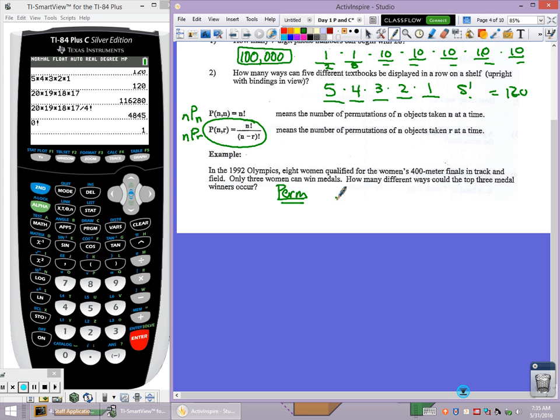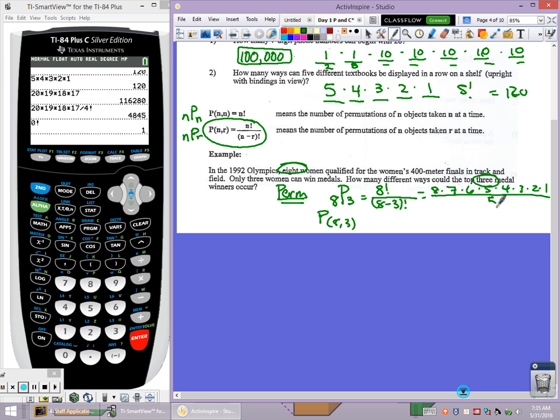Okay, so there are 8 possible people, and only 3 can win. Top 3 can win. So 8P3, or as they put it, P(8, 3). Okay, and you get 8 factorial over (8 minus 3) factorial. So we get 8 factorial is 8 times 7 times 6, 5, 4, 3, 2, 1, over 8 minus 3, which is 5 factorial.